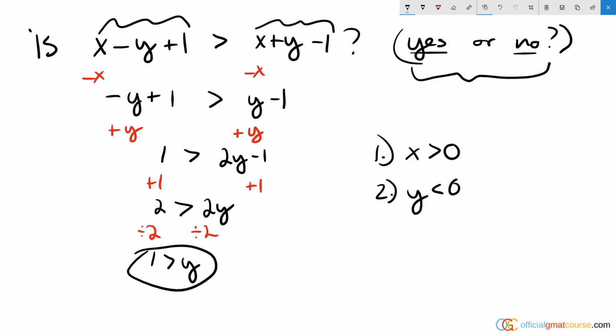So the only thing you need to be concerned about when you're dealing with inequalities is if you divide or multiply across the inequality, you would have to flip the sign. But that's not something we're going to do here, so we're not going to have to worry about that.